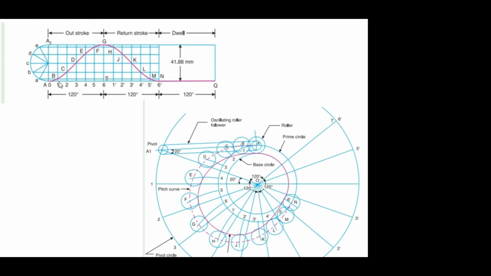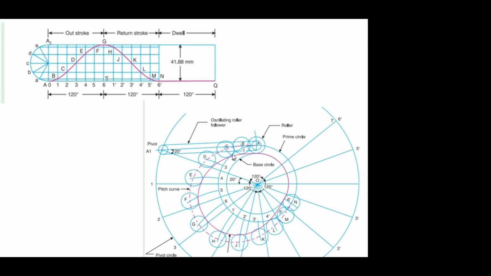Take distance 1B in your compass from the prime circle on the first arc. Mark that distance. Take distance 2C in your compass from the prime circle from point number 2 on the second arc. Mark that distance. Take distance 3D in your compass from the prime circle from point number 3 on the third arc. Mark that distance, you will get point D. Likewise, you will get points B, C, D, E, F, G, H, J, K, L, M, N on the respective arcs.